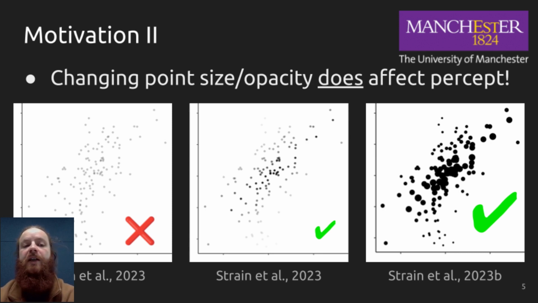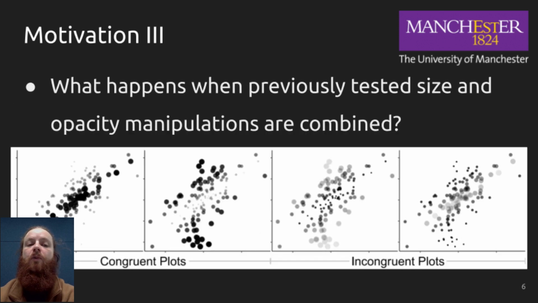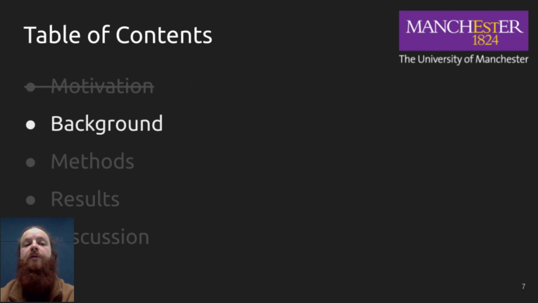So these findings led us to ask ourselves what would happen when we combine these manipulations. So you can see some plots there. These were the experimental stimuli, however we will get onto this more formally in a few minutes. I'm now going to briefly run you through some background material.